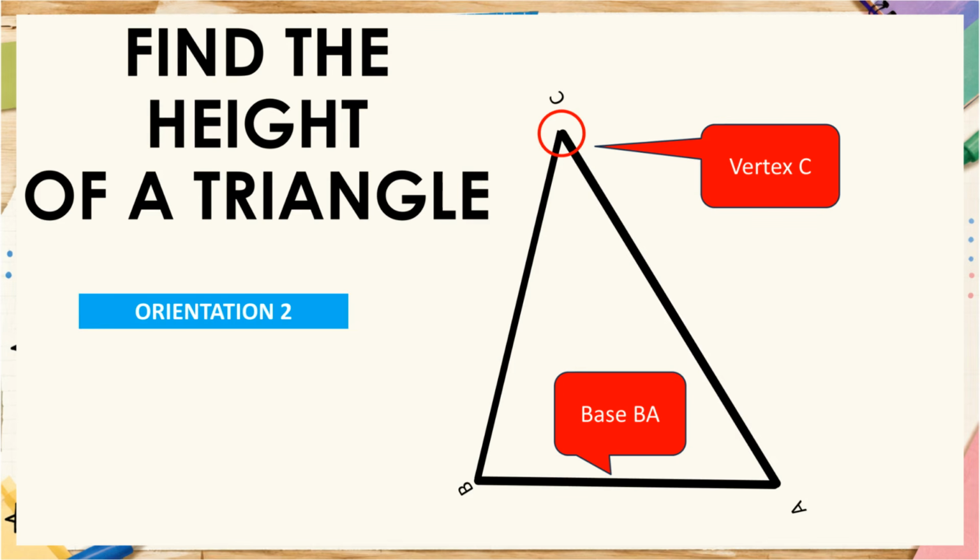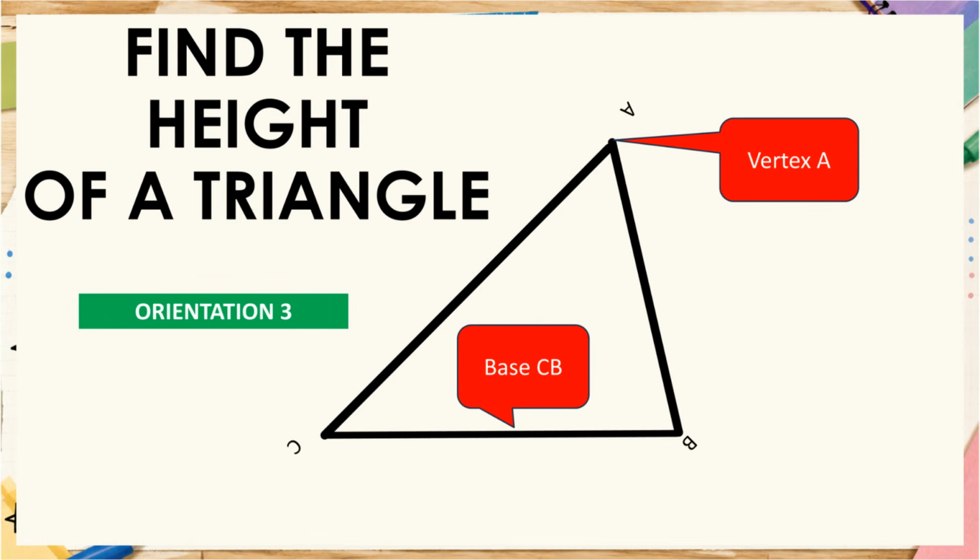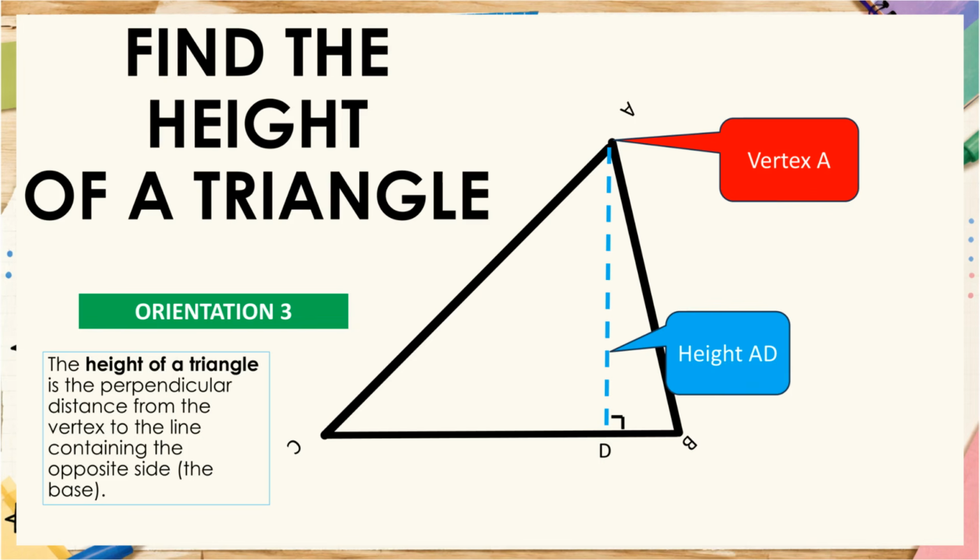Moving to orientation 2, we identify vertex C and the corresponding base, BA. Following our definition, we can find the height CD by measuring the perpendicular distance from vertex C to the base. In our third orientation, we locate vertex A and the base, which is segment CD. The height, AB, is the perpendicular distance from vertex A to the line containing the base.